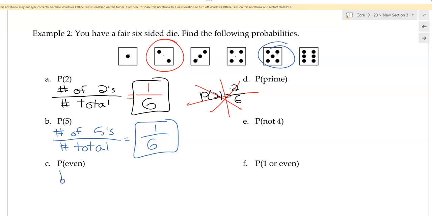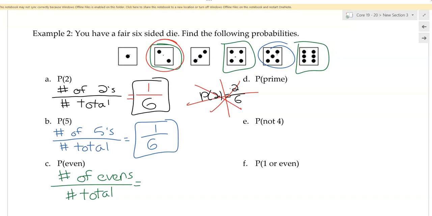C, probability of even. Okay. Number of evens divided by the number total. So if you have evens, we have 2, 4, 6. So 1, 2, 3 options out of 6. This one does reduce, and we still always have to think we have to reduce our fractions.